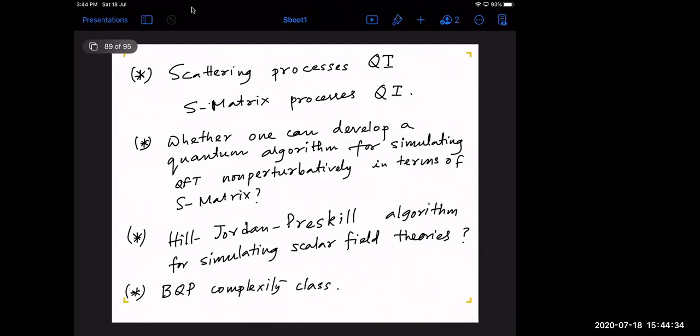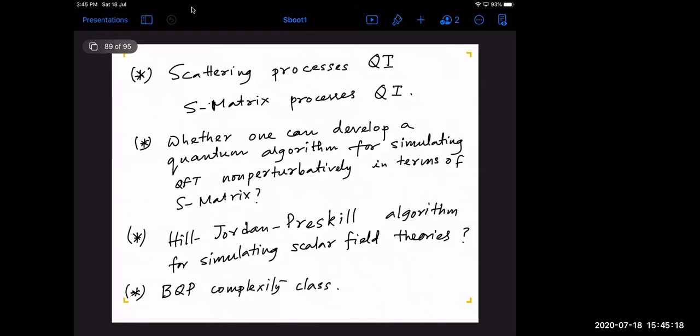But can we prove this abstractly, starting from an S-matrix point of view, that any quantum algorithm that tries to simulate a process described by a certain S-matrix with these essential properties has to be in the BQP complexity class? So the clear-cut question is whether, starting from the properties of the S-matrix, one can prove that any quantum algorithm that tries to simulate such an S-matrix has to belong to BQP.